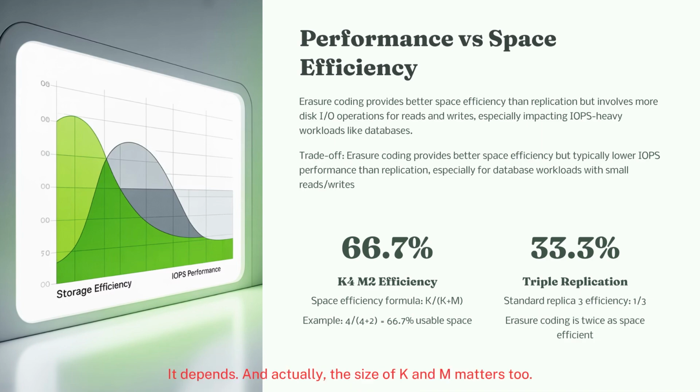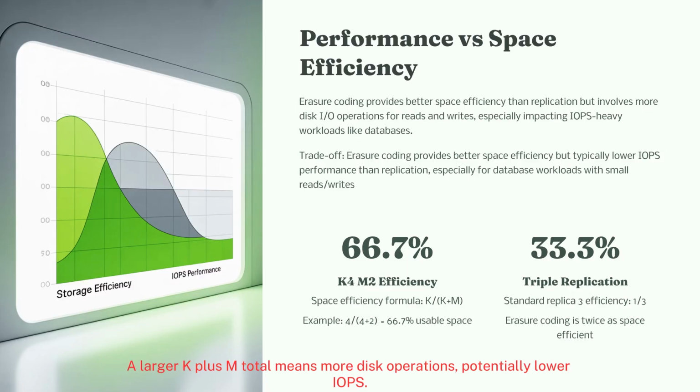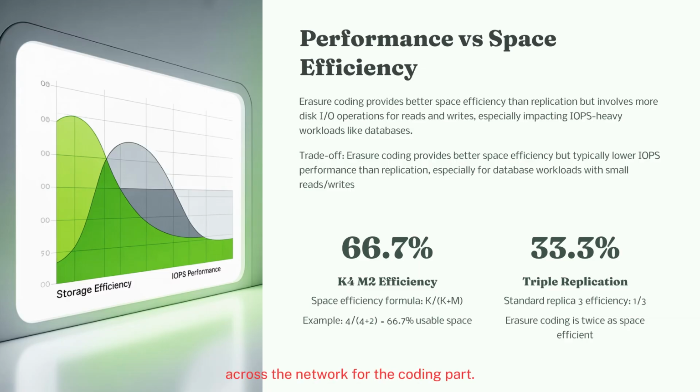It depends. And actually, the size of K and M matters too. A larger K plus M total means more disk operations, potentially lower IOPS. However, if you have large files like video or backups, using a bigger K and a smaller M can sometimes improve throughput because you're transferring less total data across a network for the coding part. Interesting nuance there. So let's get back to space efficiency.